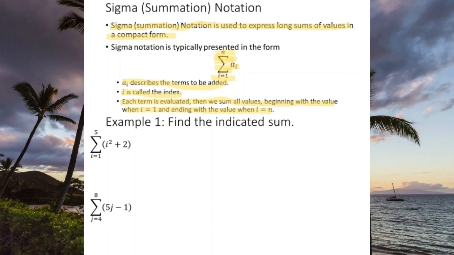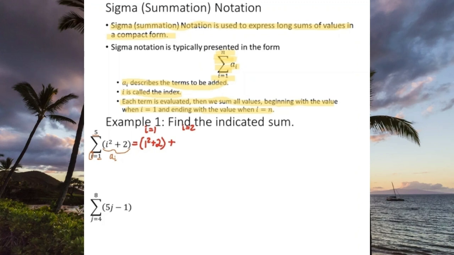For some examples of how sigma notation works, we're going to find the sum from i equals 1 to 5 of i squared plus 2. Here, the i squared plus 2 is the a sub i, and that will represent basically the pattern that our terms will follow. Our index is i, and based on the bounds of our summation, we're going to start with i equals 1, and we're going to increase i until we get to 5. So to calculate our sum, we're going to take i equals 1 and plug it into our a sub i, and we get that the first term is 1 squared plus 2.